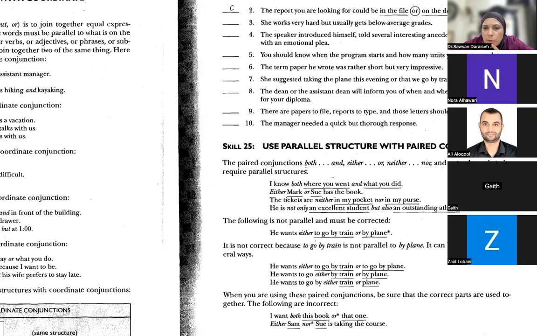We're going to use this one, both and. I know both where you went and what you did. Where you went is a clause, and what you did is also a clause; between them are clauses. I know both things about you: where you went and what you did. That's hard, isn't it, guys? This sentence, isn't it? So I know both of these things about you. That's really what it means.